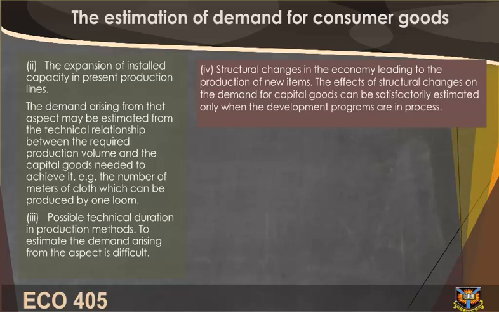For example, the number of meters of cloth which can be produced by one loom. 3. Possible technical changes in production methods. To estimate the demand arising from this aspect is difficult. 4. Structural changes in the economy leading to the production of new items. The effect of structural changes on the demand for capital goods can be satisfactorily estimated only when the development programs are in process.